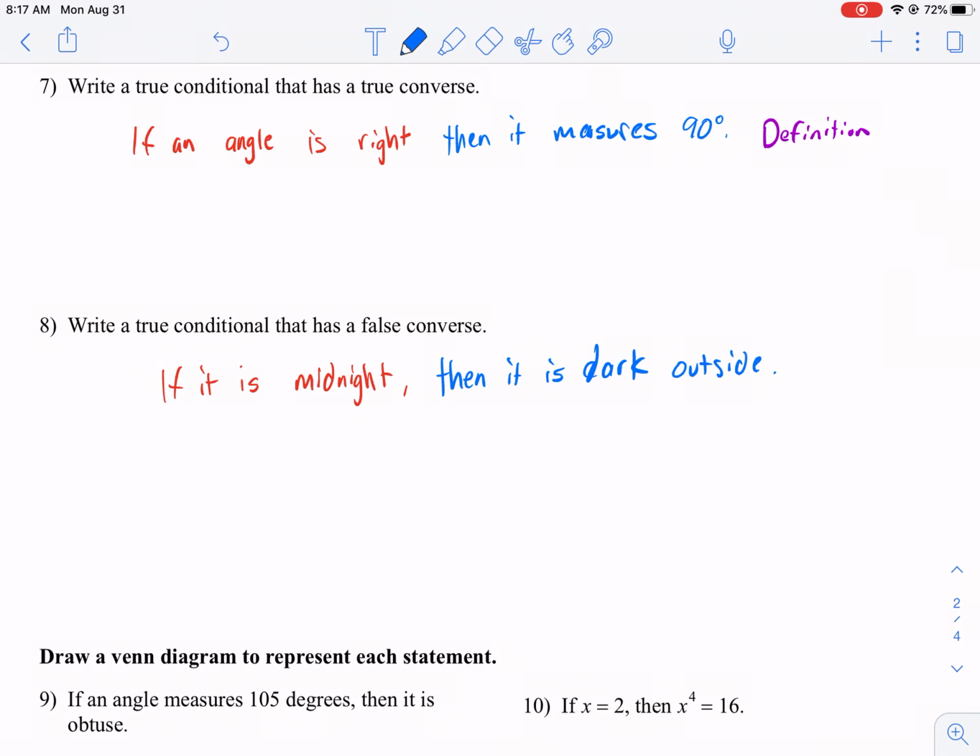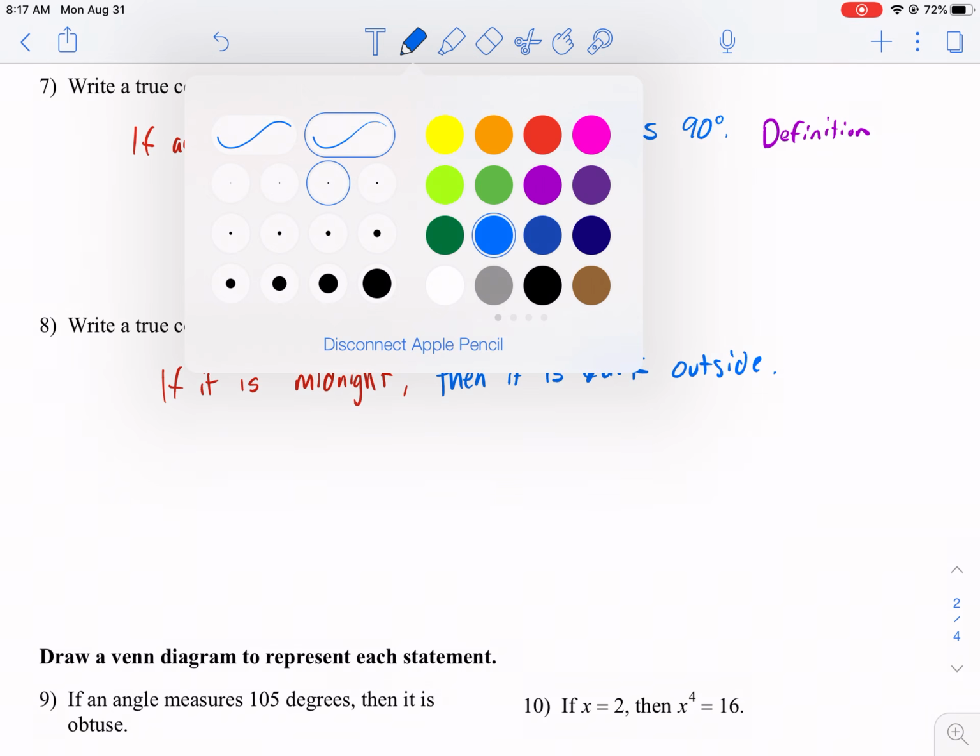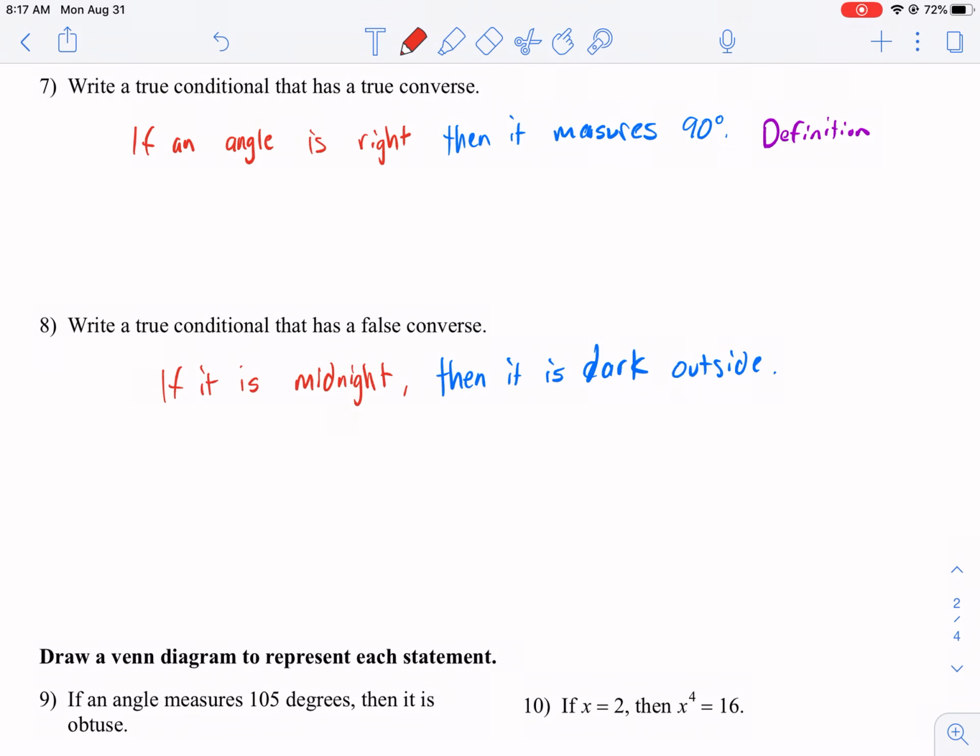Okay, now let's reverse this statement. What does it say? It says, if it is dark outside, then it is midnight. That is definitely not true. Imagine if the sun sets at 9 o'clock, then it's going to be dark at 10.